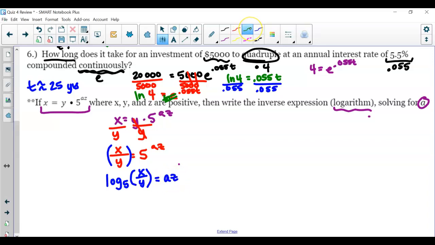So now notice we're solving for a, but it's still being multiplied by z. So then divide both sides by z. Notice how you're going to divide everything by z. So a is equal to the inverse, solving for a is log base 5 of x divided by y, which is all still divided by z.